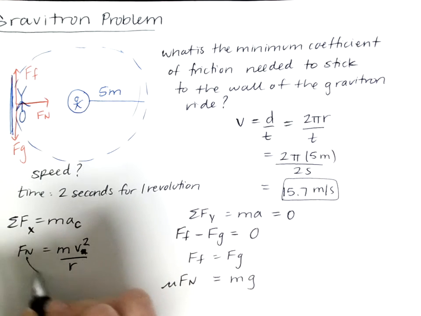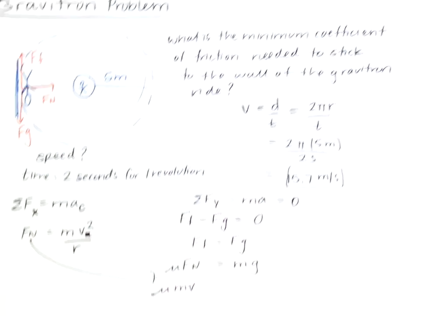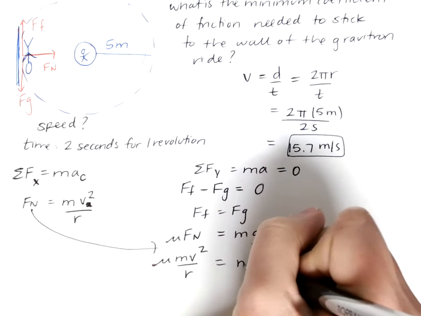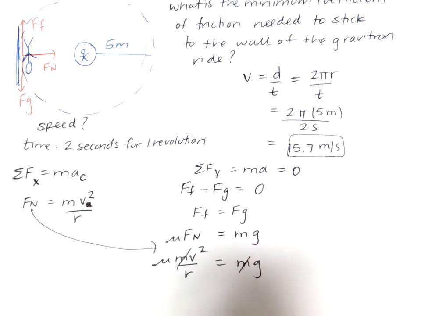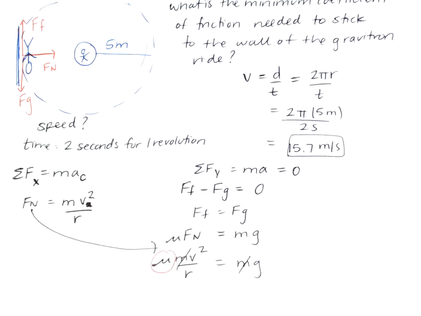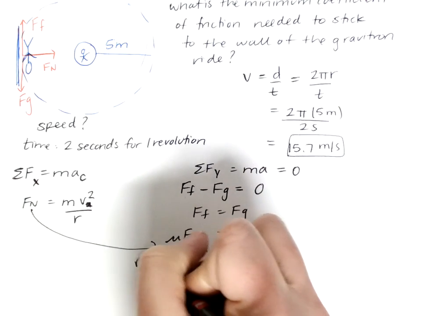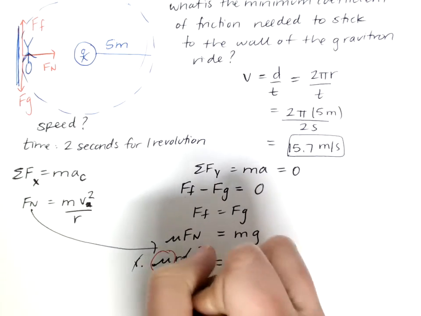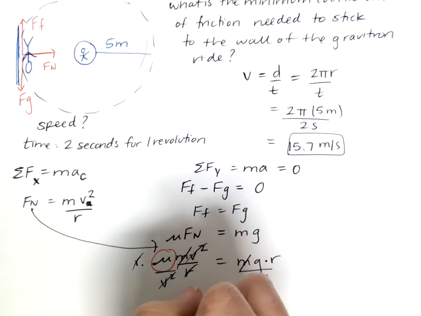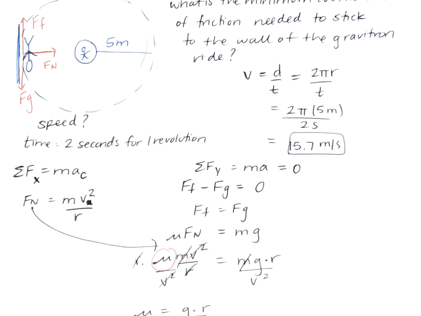And we can use this normal force from over here, plug it in: mu times mv squared over r is going to be equal to mg. You'll notice the masses cancel. We're looking for the coefficient of friction, so this is our unknown. So let's go ahead and solve for that. Let's multiply r on both sides. R's cancel. Let's divide by v squared on both sides. You get mu is equal to g times r over v squared.